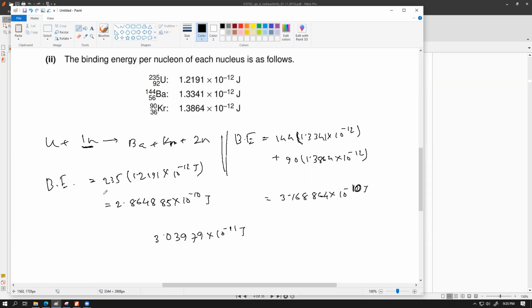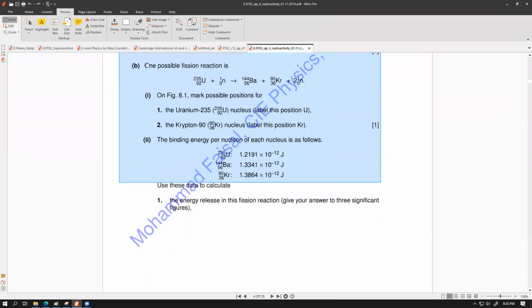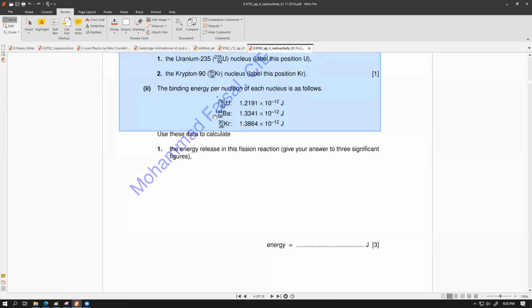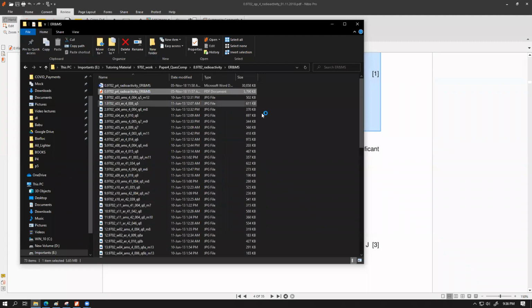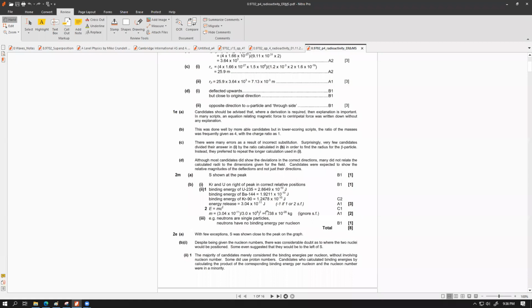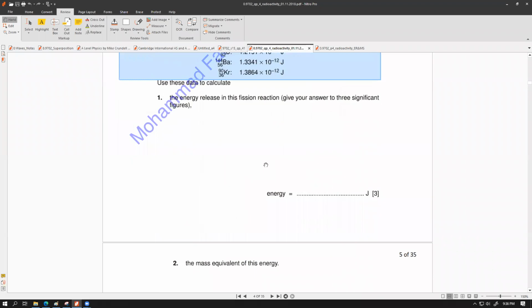What was the answer required to? Using this fission reaction, give the answer to 3 significant figures. 3 significant figures gives 3.04. I hope it worked out. Let's look at the mark scheme. This is number 2. Yeah, 3.04. Okay. And then it asks for E equals mc squared. Just divide the energy by c squared and you get the mass equivalent. This was not that challenging.